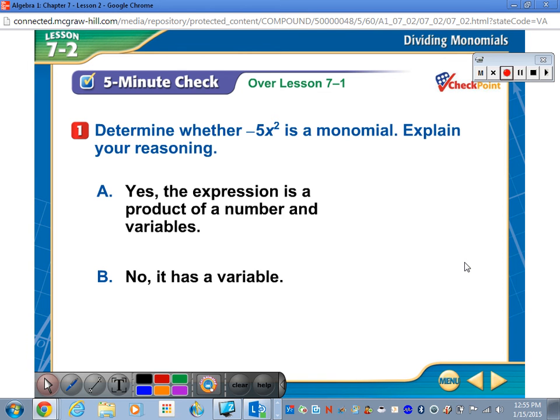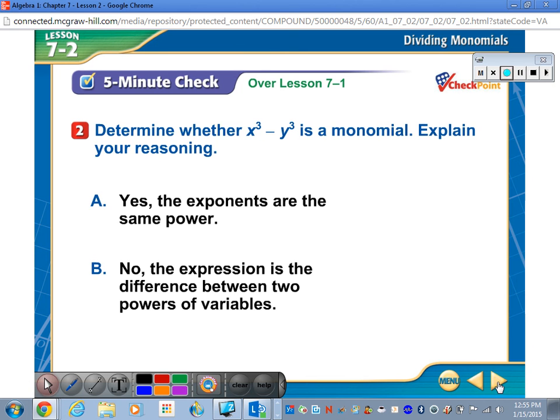All right, so you're going to determine whether negative 5x squared is a monomial. Explain your reasoning, so answer yes or no. All right, next question. Determine whether x cubed minus y cubed is a monomial. Explain your reasoning, yes or no. Again, we went over these, so these should be very easy to answer.